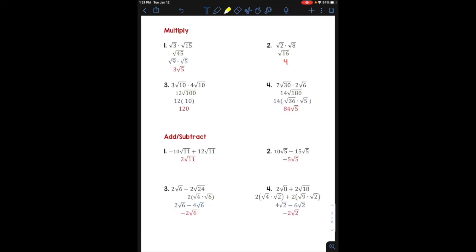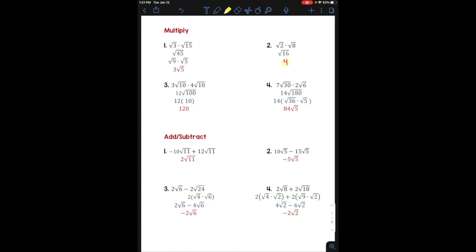Here are your answers to the even problems on the second page. When you multiply for problem number 2, root 2 times root 8, we get the square root of 16, and we could go ahead and simplify that even further since the square root of 16 is 4.